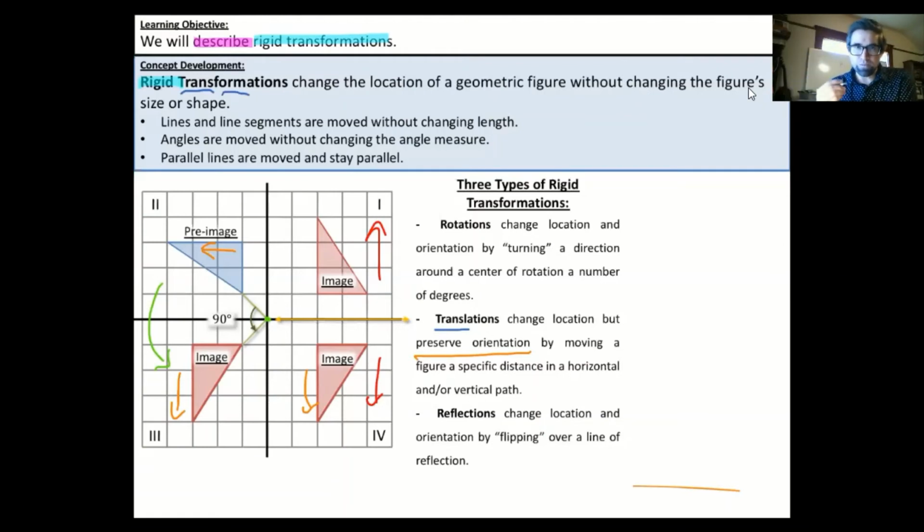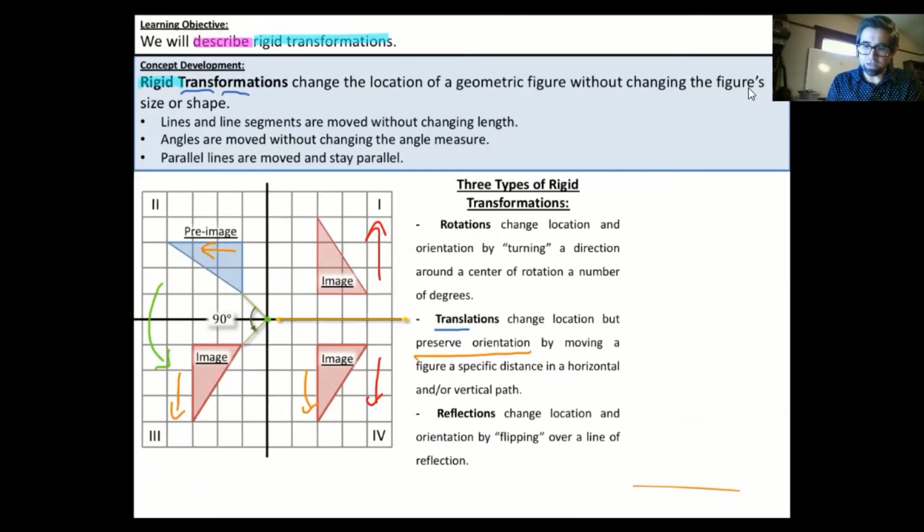So the rigid transformations, they move shapes around on the coordinate plane. Some change the orientation, reflections and rotations do, and one of them does not, a translation. It moves it without changing the orientation. So these 3 transformations make up the rigid transformations.